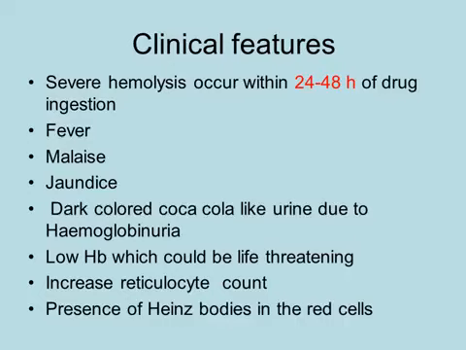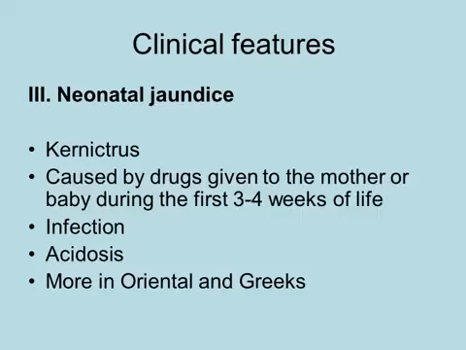So, the clinical manifestations for both drug-induced hemolysis and for fava beans usually occur within 24 to 48 hours after exposure to an offending drug or ingesting fava beans. And usually there is fever, malaise, jaundice, dark-colored Coca-Cola-like urine causing hemoglobinuria, low hemoglobin which may be life-threatening, and high reticulocytes with the presence of Heinz bodies in the red cell.